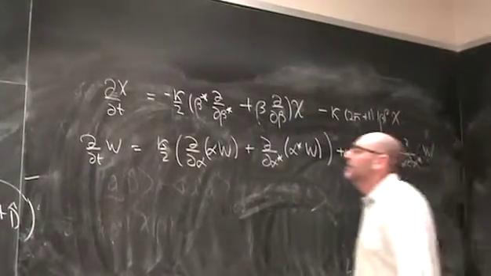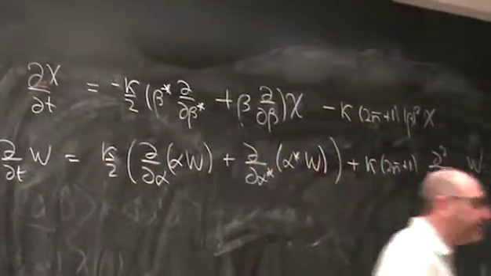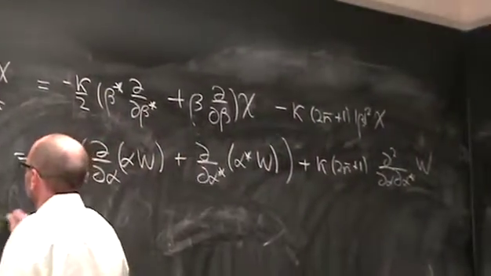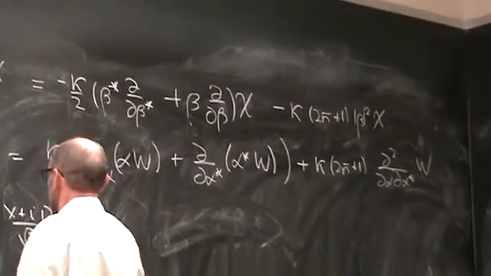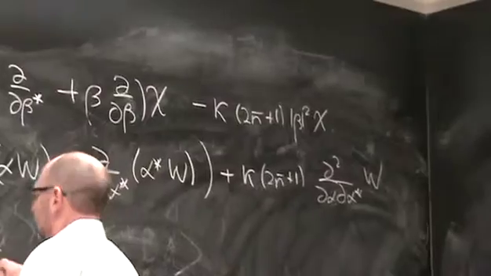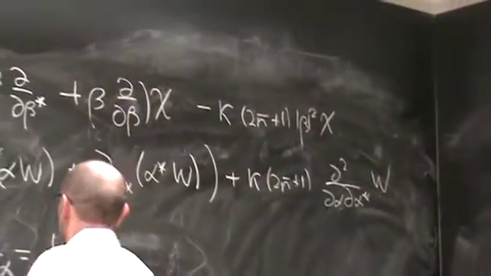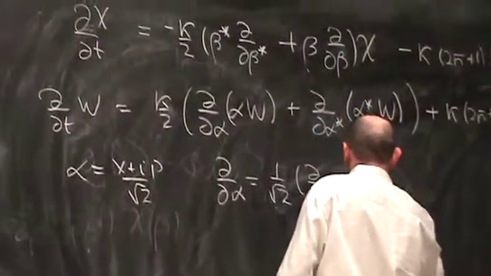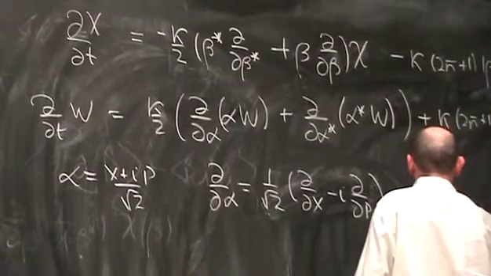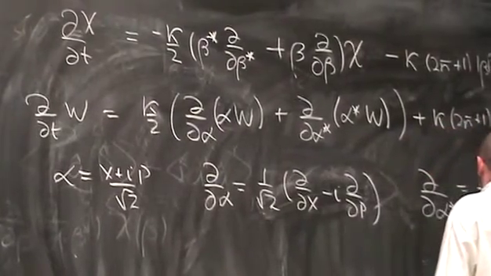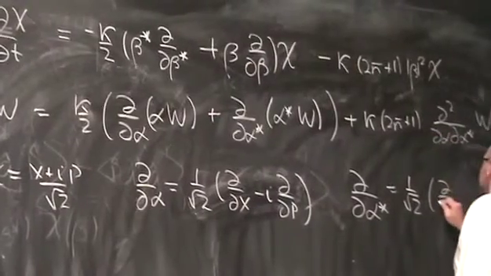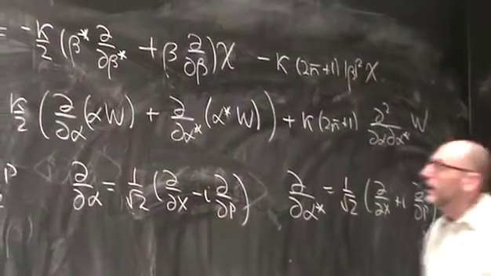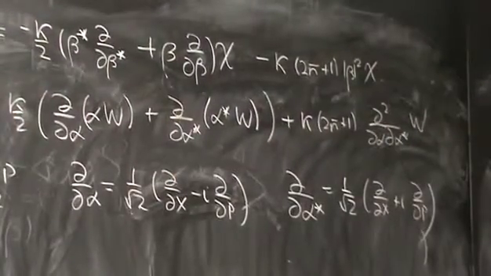Moreover, it's more convenient to write this in terms of the quadratures, the real and imaginary parts of alpha. So if I write alpha as (x plus ip) over root 2, then d by d alpha is 1 over root 2 times (d by dx minus i d by dp), and d by d alpha star is 1 over root 2 times (d by dx plus i d by dp). And you put all that together, what you get is the following.